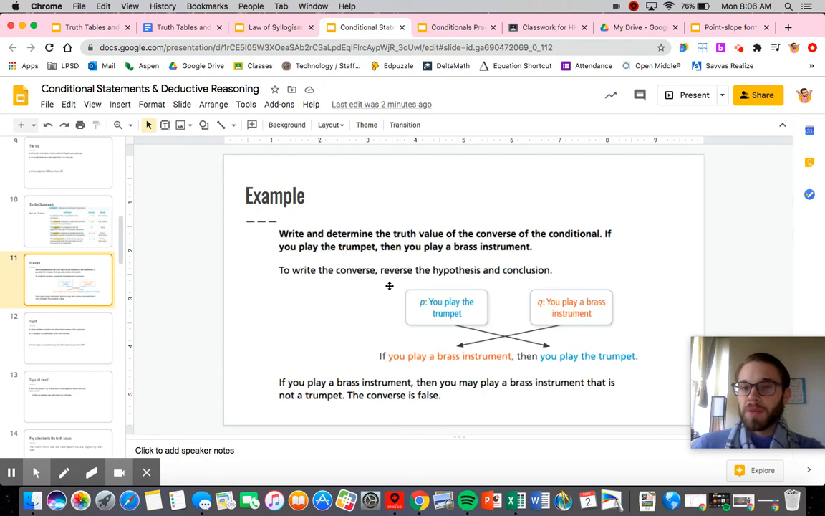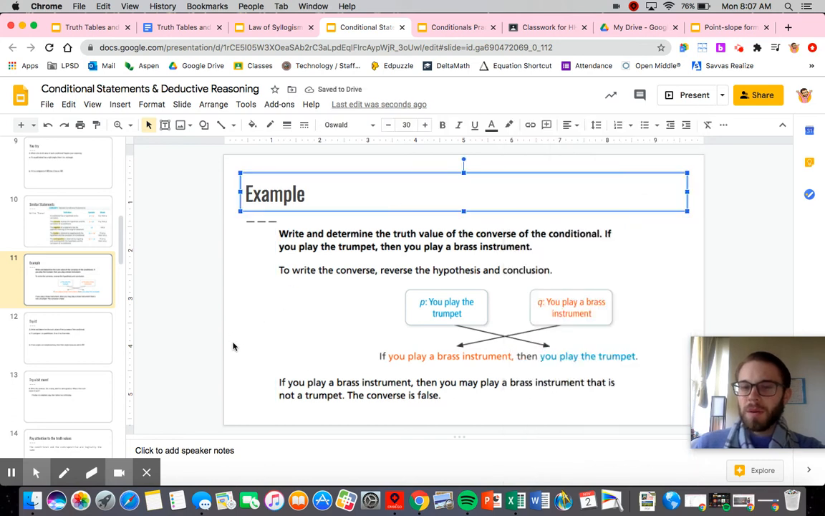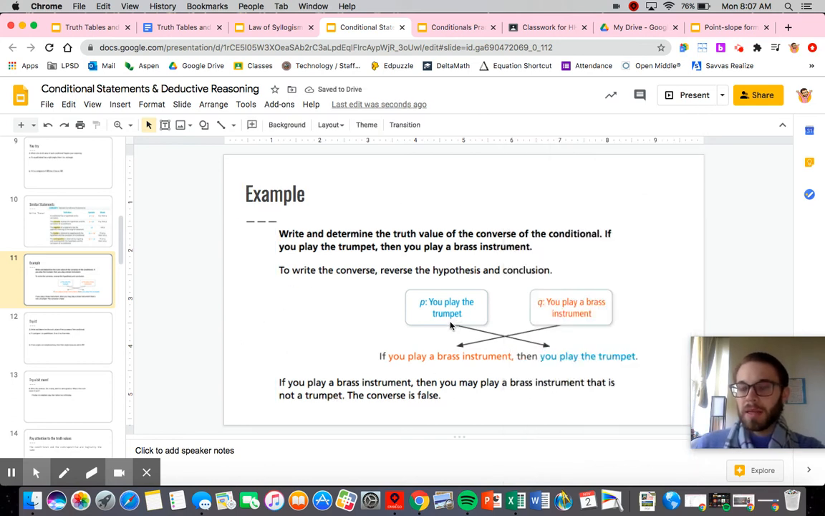Now, if we wrote the converse, we're just reversing the hypothesis and the conclusion. So if you play a brass instrument, then you play a trumpet. Well, not necessarily, right? You could play a trombone, a cornet, or really any sort of brass instrument. So right then and there, this one was true, but when we flip them, it's not true anymore. So ultimately, just because the conditional is true does not mean the converse will be true.